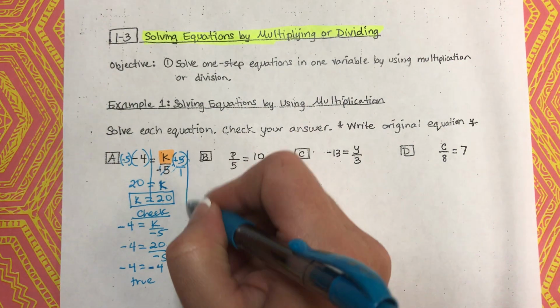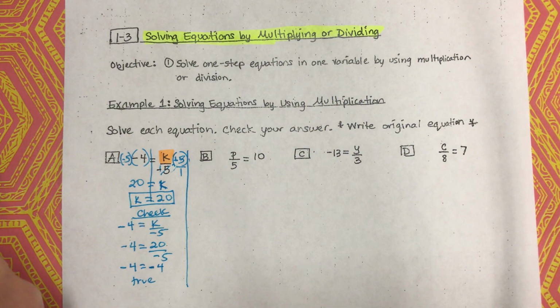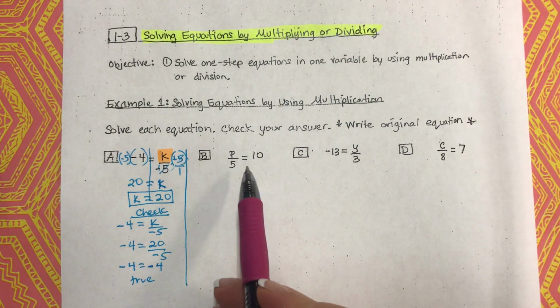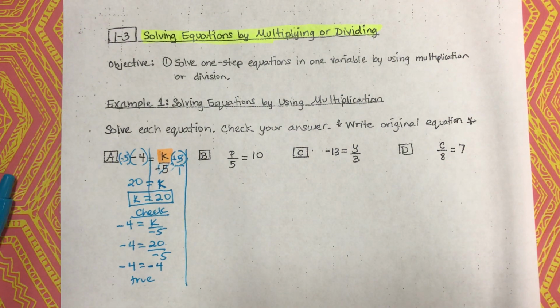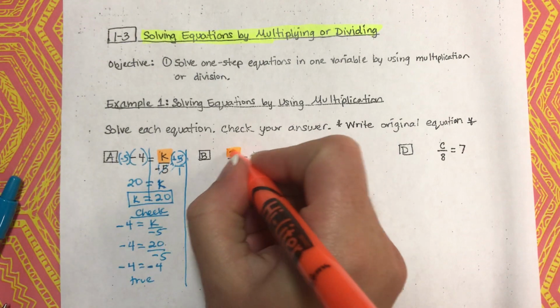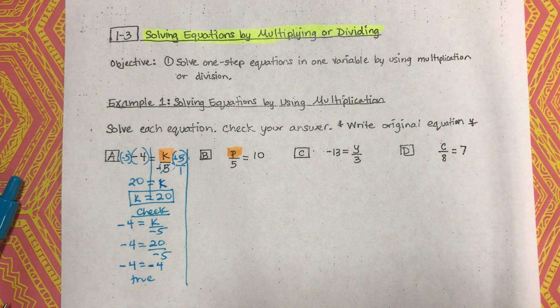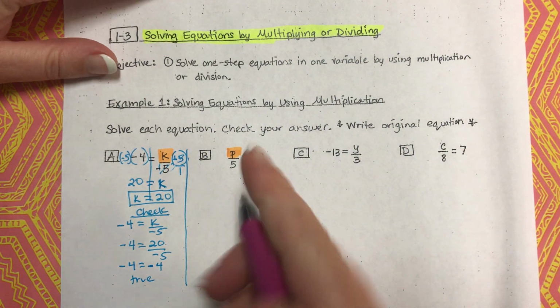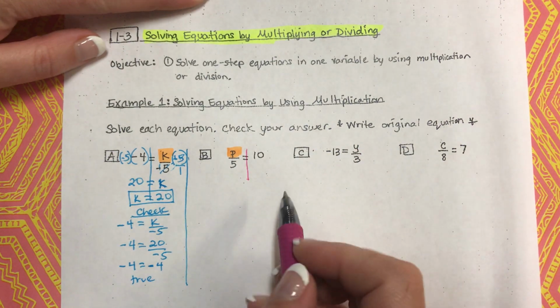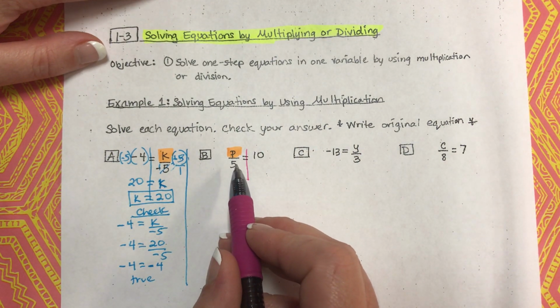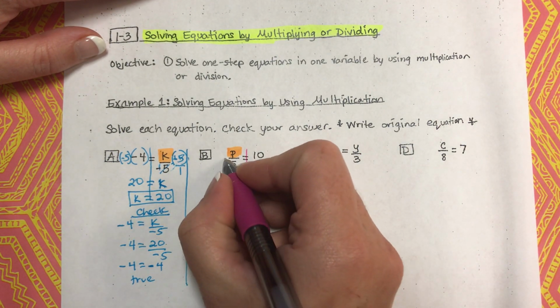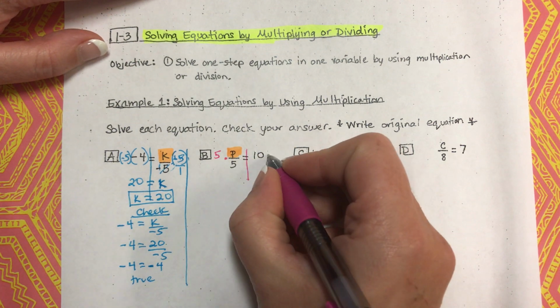Perfect. Okay, let's go on to B. So we have p divided by 5 equals 10, and again, what we're trying to do is isolate that p and get p by itself. Right now it's being divided by 5 on this side of the equation. And so we have to do the inverse operation of division, which would be multiplication. So we're going to multiply both sides by 5.